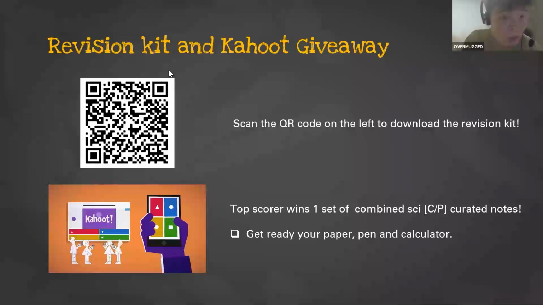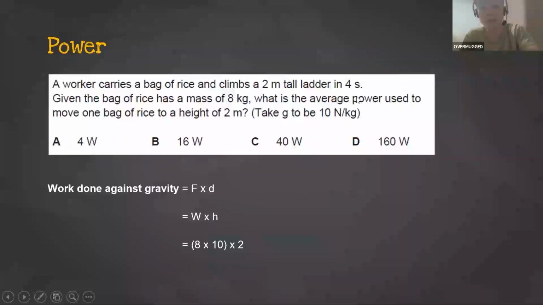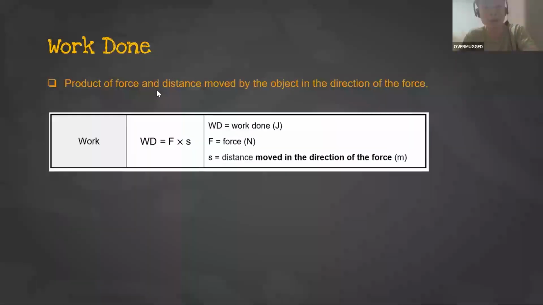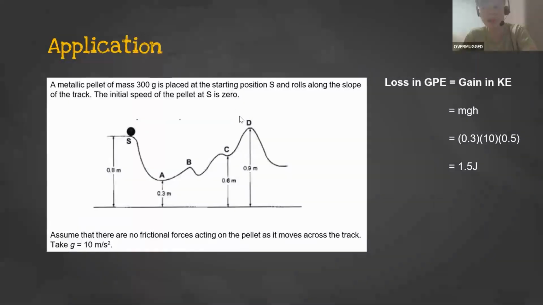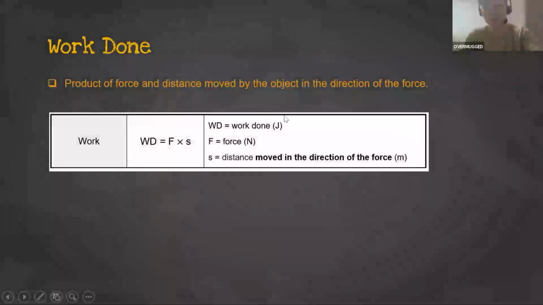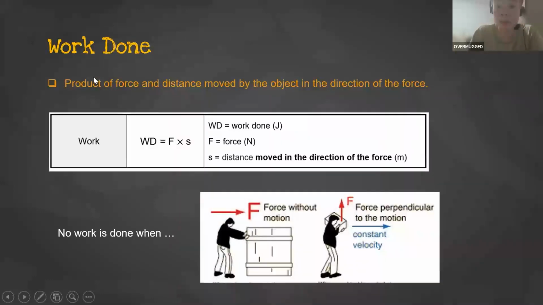Would you mind explaining the work done distance moved in the direction of the force again? Okay, let me go back to work done. For work to be done, or what we consider as work, the distance moved by the object has to be in the direction of the force. Let's look at the no work done case first. The object did not move, therefore distance is 0, therefore no work done.